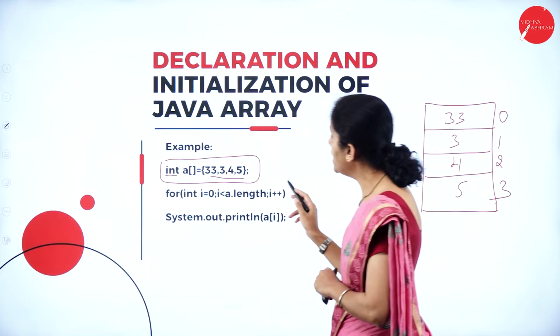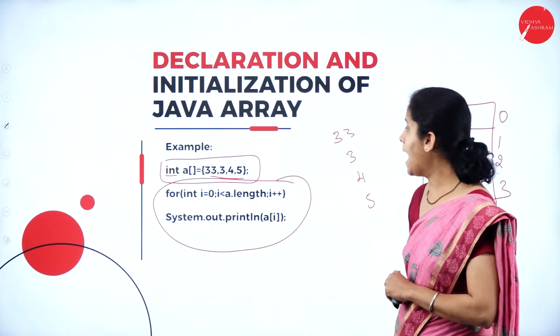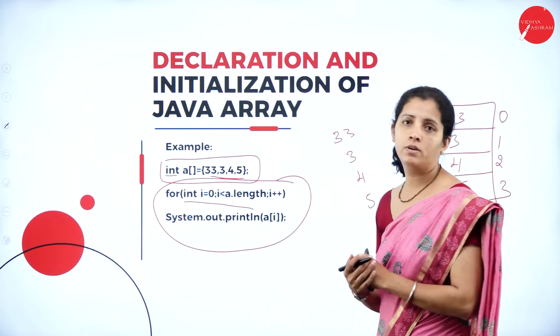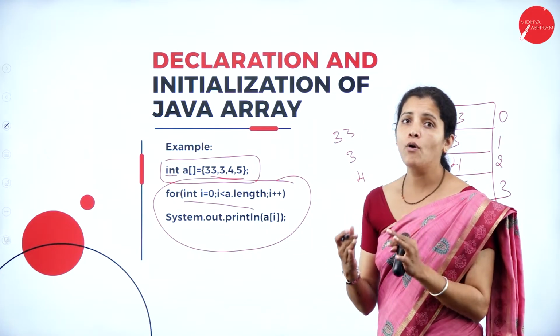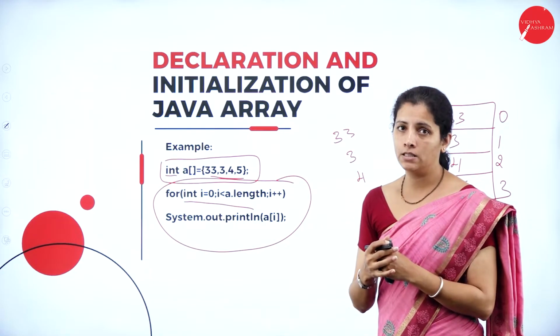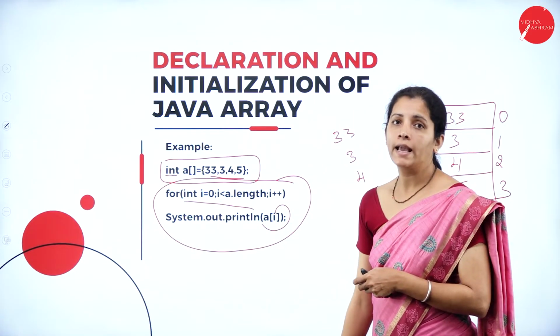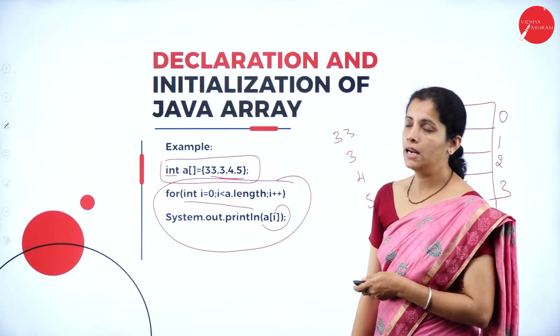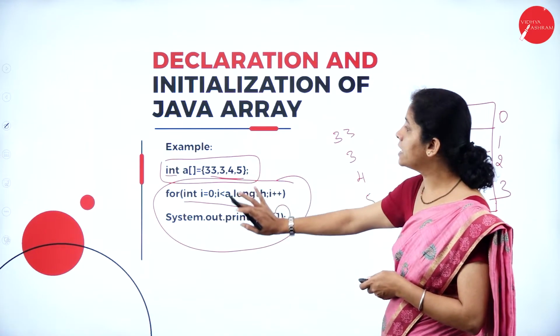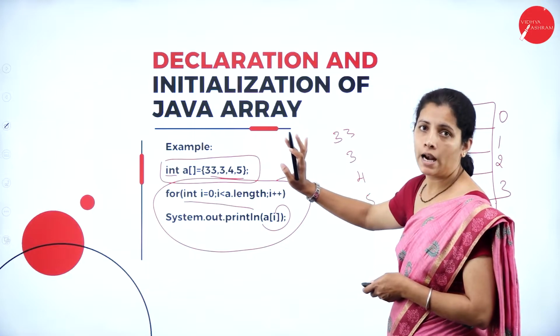Now, to print or to access the array elements, I have a for loop because I have 4 elements and I want to read all the elements, and with the help of the array index, I am able to get the element. So this is the declaration and initialization of a Java array.